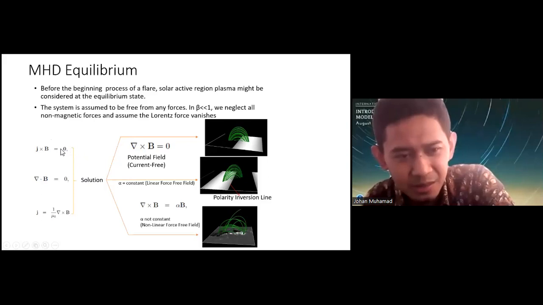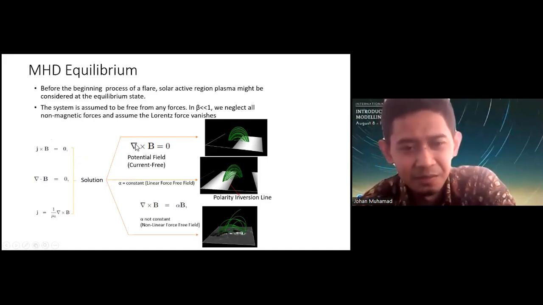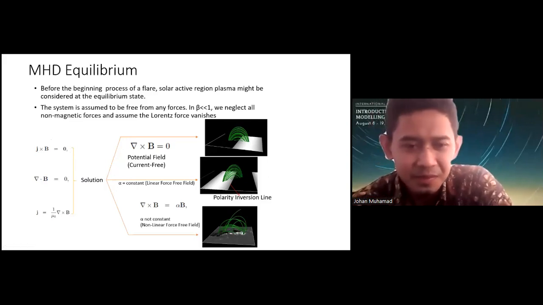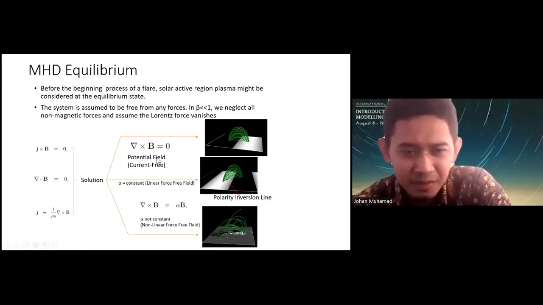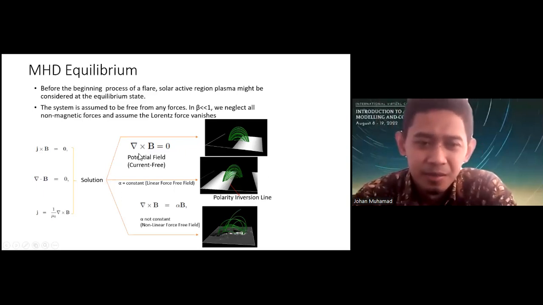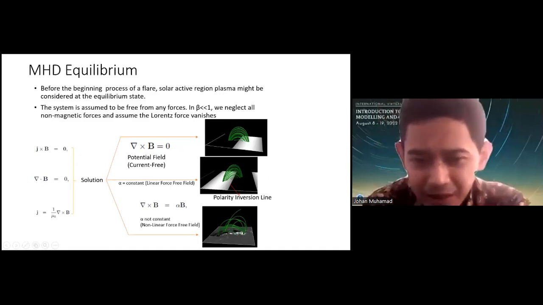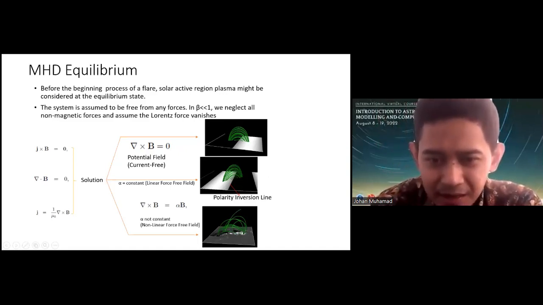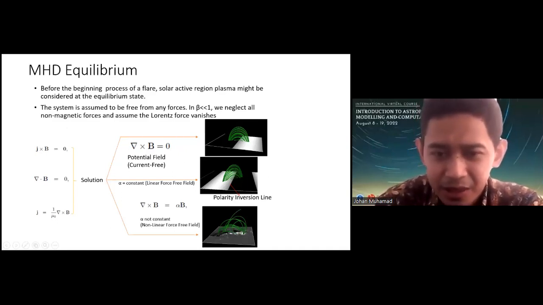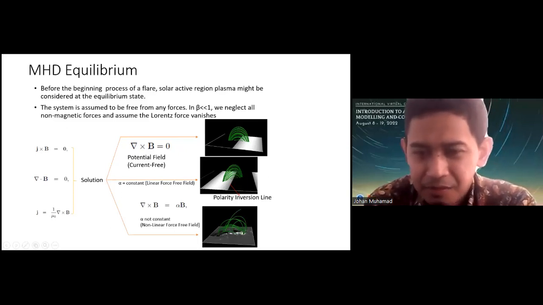Which means that if there's no current here, then the Lorentz force must be 0, right? If the Lorentz force is 0, then the magnetic field is stable. So the first one, we call it the potential field, or because there's no current, we also call it the current-free field. Here we get a solution, something like this. For example, we have here the positive region magnetic field and then the negative region magnetic field. If we connect this and try to find a solution for the potential field, we get a very simple shape of magnetic loops like this one. It's very symmetric and very simple.